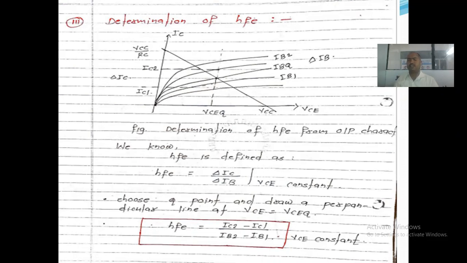What is the HFE value? It is the ratio of output current to the input current. So the plot we have drawn must be with respect to the output voltage and output current. That's why it is a plot of collector to emitter voltage. It is nothing but the output voltage with respect to the input current, right?